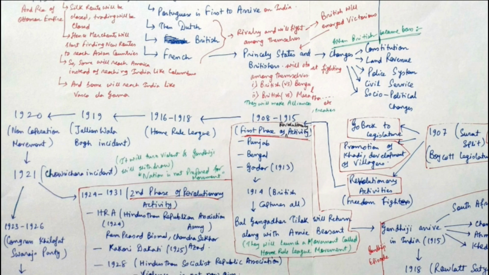So that's a very sad incident, we all know. And after that incident, they will launch the non-cooperation movement, in 1920. Alright, so that's the discussion till 1920. Next we will discuss from 1921 to Indian independence in my second part.